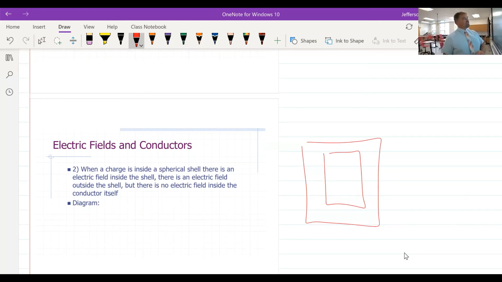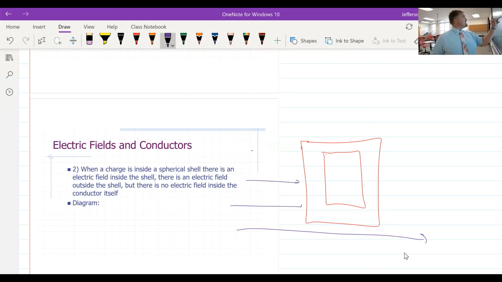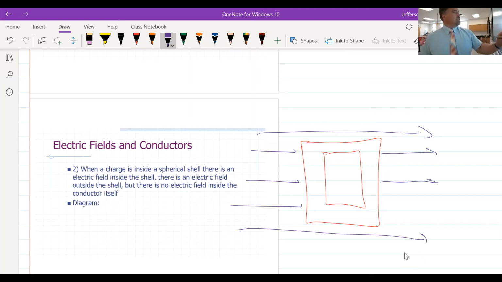So let's say here's your shell. Let's make it a rectangular thing. If I have an electric field that goes like this, there's no electric field, and I'll put that here, there's no electric field inside of that conductor. Okay? And again, I'll go through this in more detail tomorrow as well. So I just want to give you the bare basics.